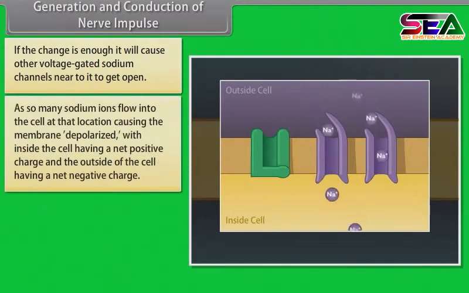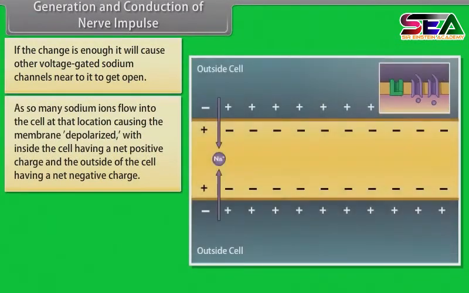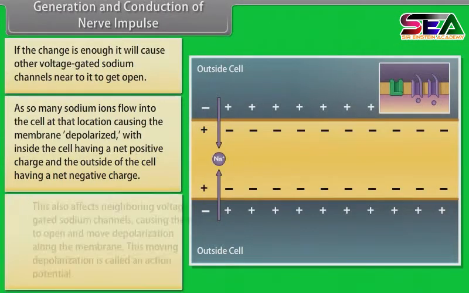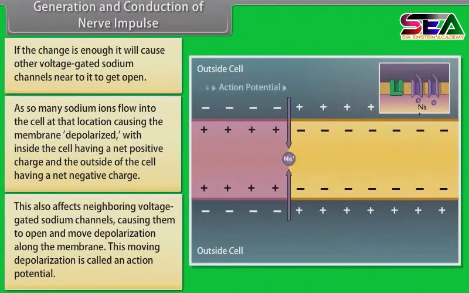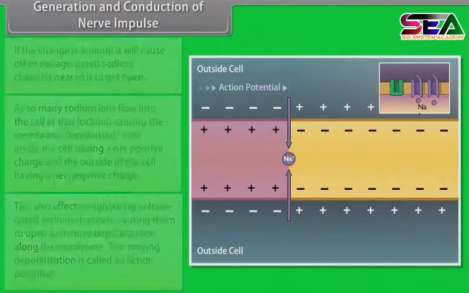As so many sodium ions flow into the cell at that location, the membrane is depolarized, with the inside of the cell having a net positive charge and the outside of the cell having a net negative charge. This also affects neighboring voltage-gated sodium channels, causing them to open and move depolarization along the membrane. This moving depolarization is called an action potential.